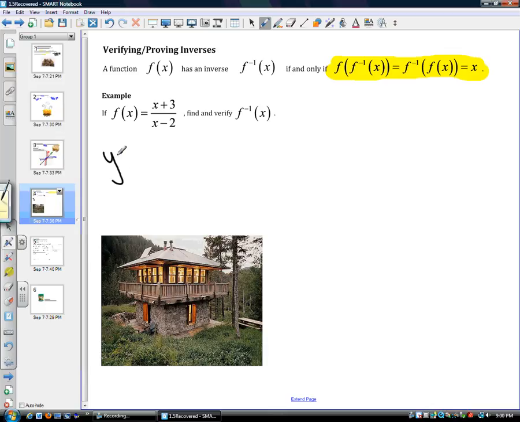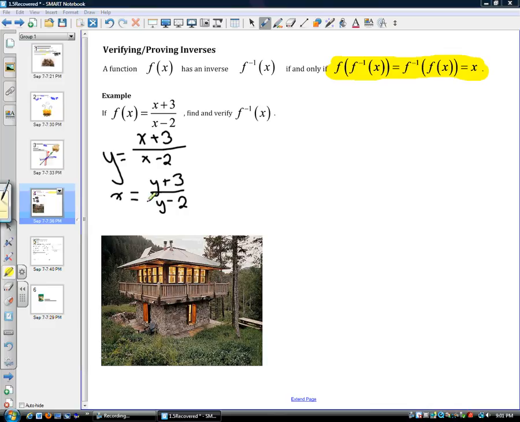I have y equals x plus 3 over x minus 2, instead of writing f of x. And then I switch my x and y, so I get x equals y plus 3 over y minus 2. And now I need to solve for y.